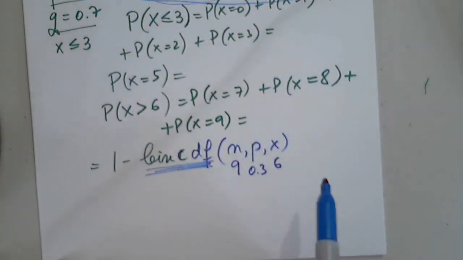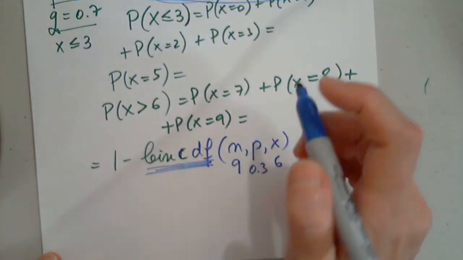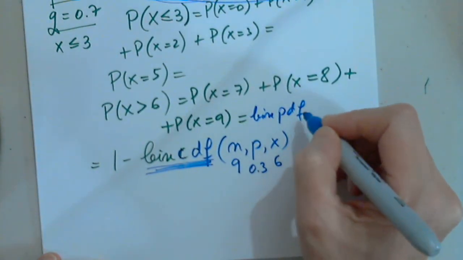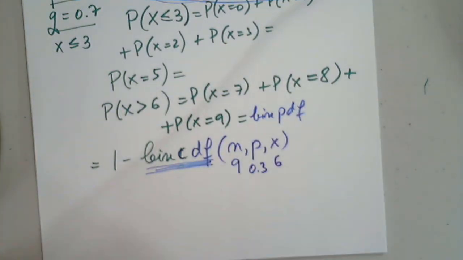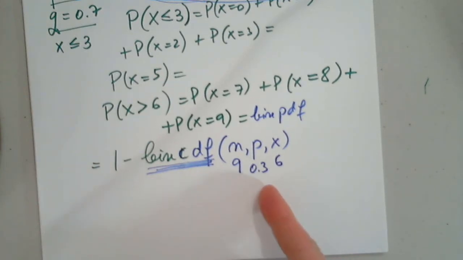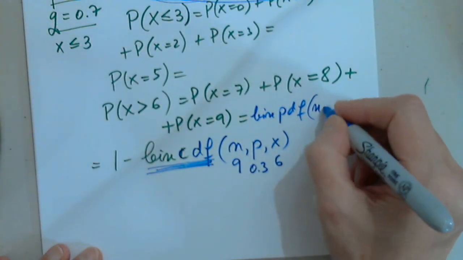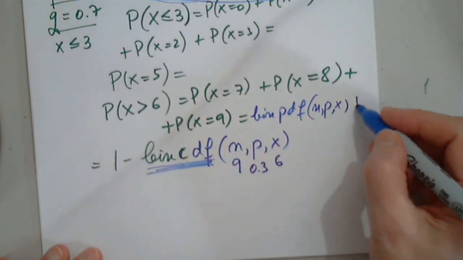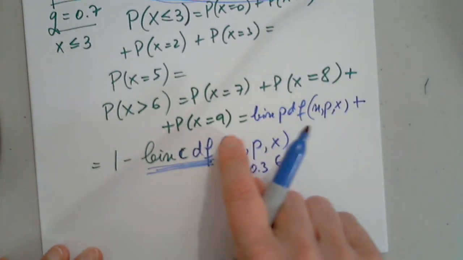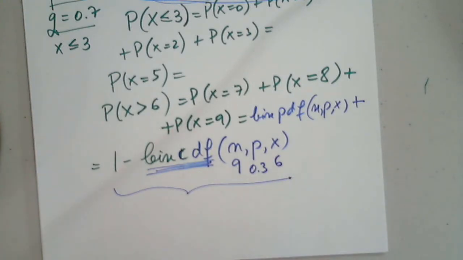You can say, I don't want to do that. Fine. You're going to get the same answer if you just use the PDF: binomial PDF for 7 plus for 8 plus for 9. So we're going to do it in 2 ways so you see the difference. This is so much easier because I don't have to repeat it 3 times. What is the syntax here? It's N, P, X, the same thing. N will be 9, P will be 0.3, X will be 7, and then plus the same thing with 8, plus the same thing with 9. But we're going to get the same answer, and this is so much faster. So let me stop. Let me share my screen.